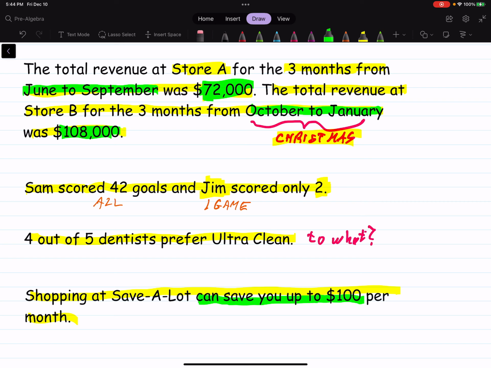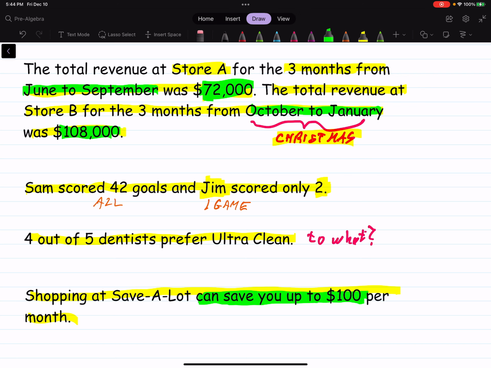Matter of fact, it doesn't even say that you're going to save. You could save. It doesn't say you will save. It just says you can save. So maybe you're going to spend more, and maybe your savings will only be $1. There's just no guarantee in the way this is worded of what you're going to have for savings.